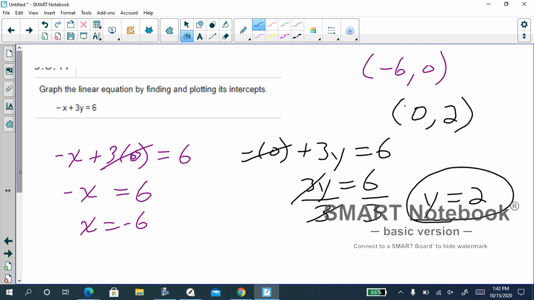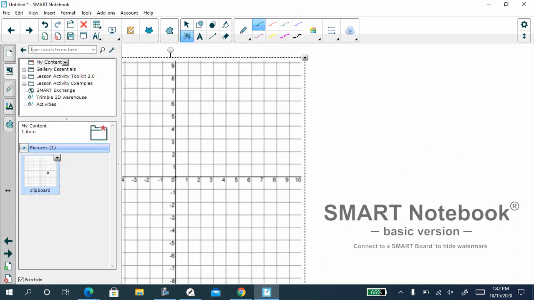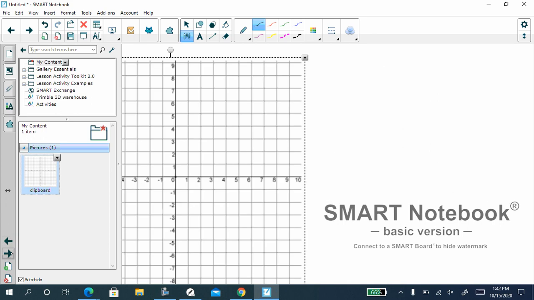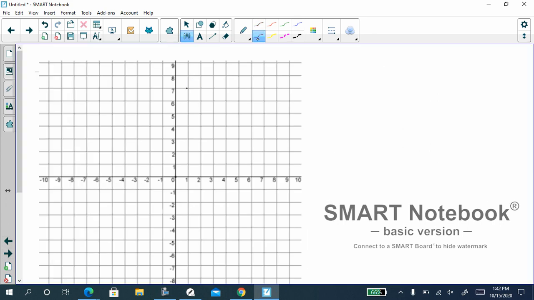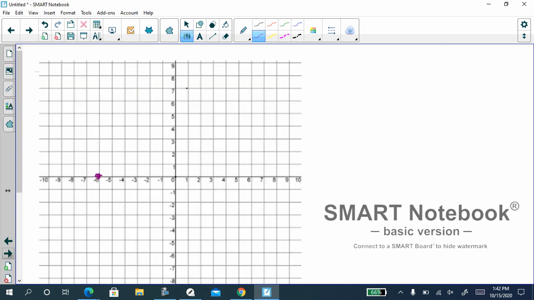So now let's plot those points. So those are our x and y intercepts. So we're going to plot -6, 0. So that's to the left 6, up and down none. That's the x-intercept. And then 0, 2. So that's over none, up 2. That's the y-intercept.